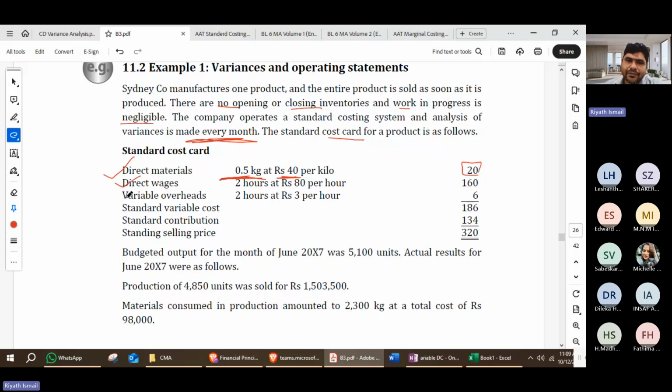Likewise, direct material, variable overhead, standard price. Then all these three together cost 186. Then selling price is 320. Then the contribution, that is standard contribution, is 134.